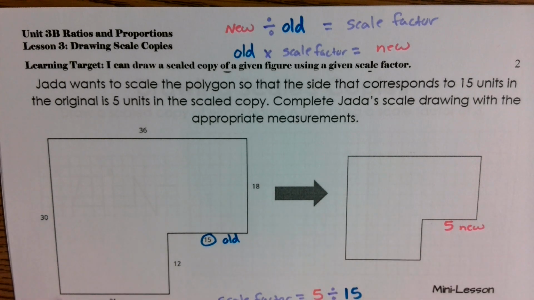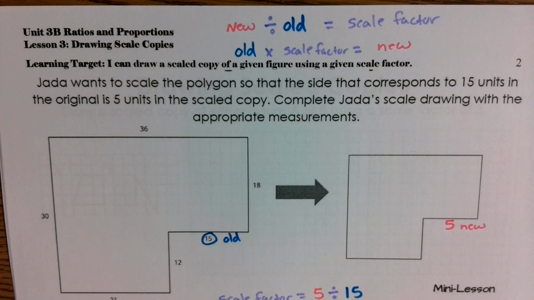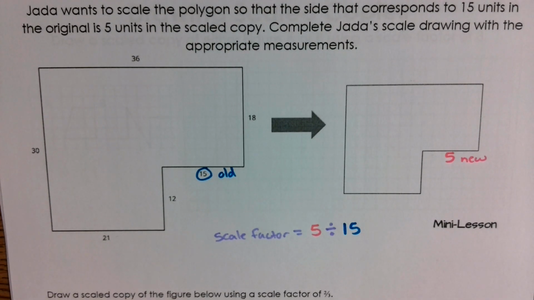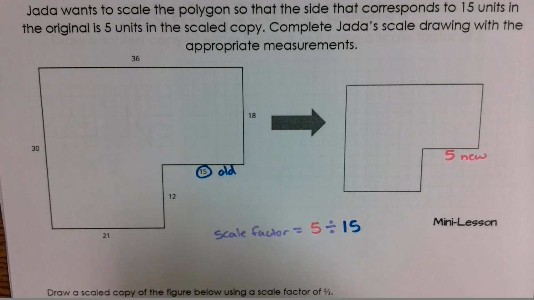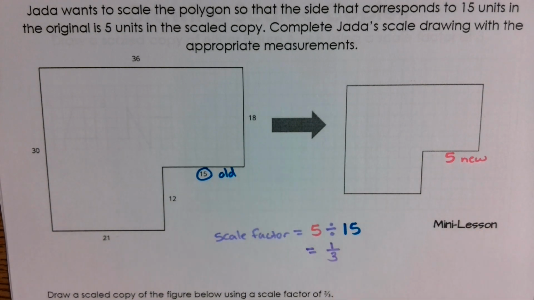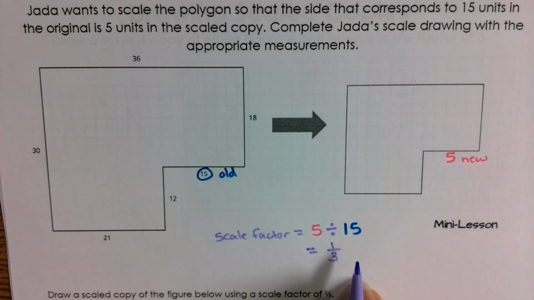When we do 5 divided by 15, what do we get? Not 2.3. 1/3. We get 1/3. Our scale factor is going to be 1/3, or 0.3 repeated. So there's our scale factor.